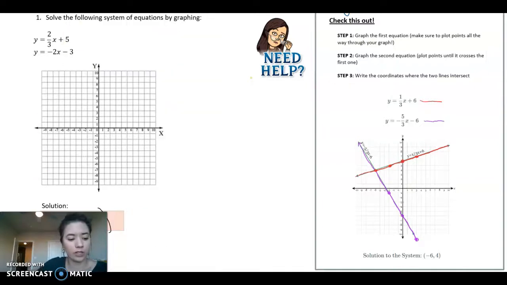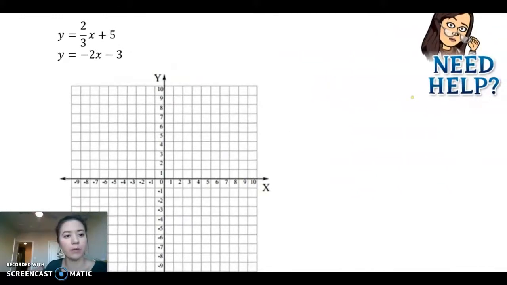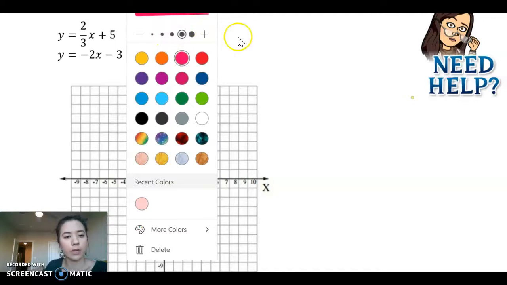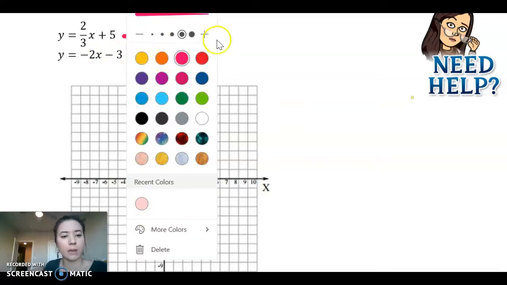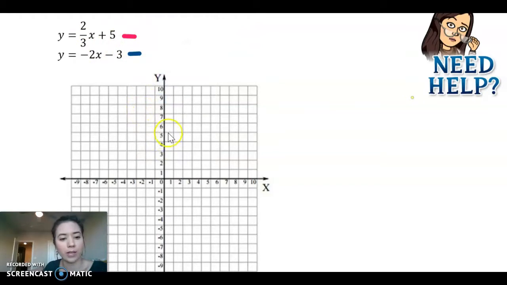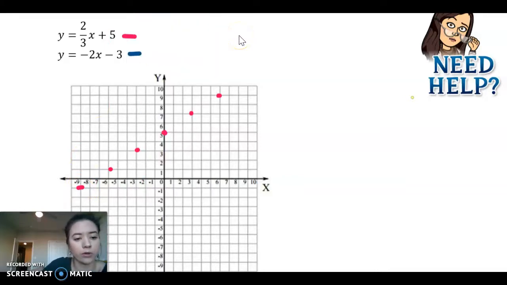Alright, hopefully you gave it a shot, or you're coming back for some help. So recall from yesterday that it's helpful to graph these two things in different colors so we can see clearly what's happening. So I'm going to graph this top line in pink. So we have a y-intercept of 5, and then my slope is 2/3. So I'm going to go up 2 over 3, up 2 over 3, and then we can go back the other way, down 2 over 3, and just follow that pattern backwards. And then we're going to draw a line through those.